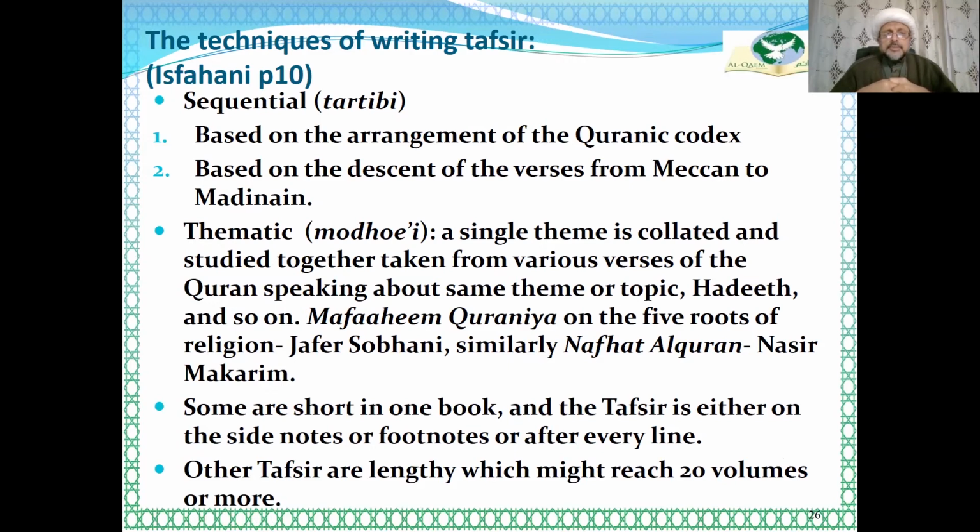Then there is tafsir based on the descent of the verses. Some people have made a list of which verses descended first, a timeline of the Quranic verses. These verses descended first, like Iqra bismi rabbika alladhi khalaq, and then I think Muzzammil and Muddathir and this and that, then the Makkan finished and then Medina starts. So this is the original tartib of the descent of the Quran.